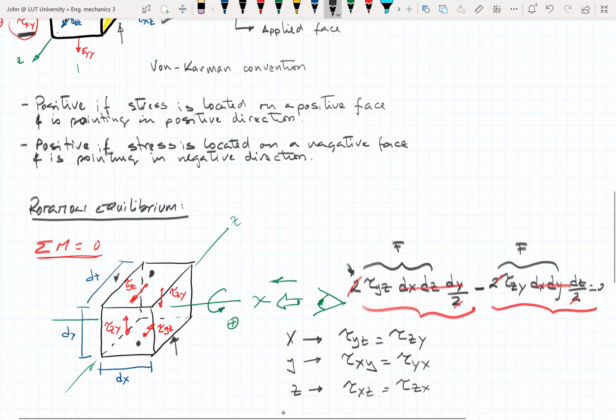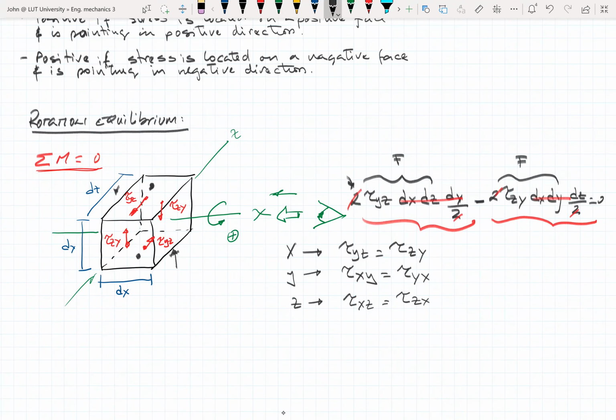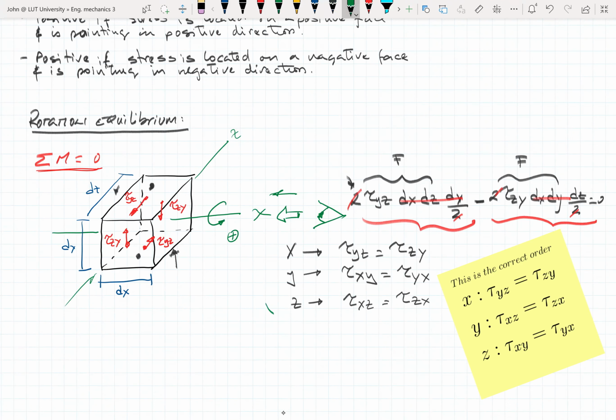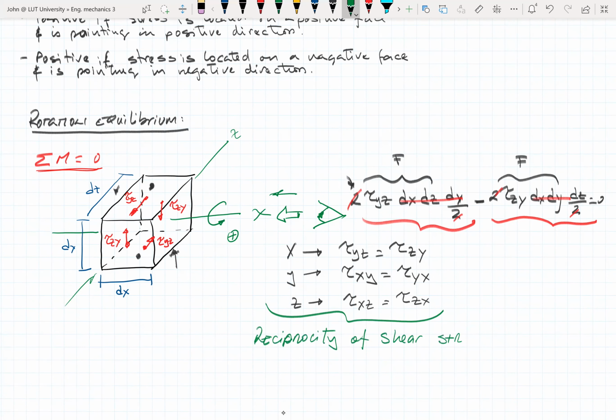This relationship that we have found here by utilizing the rotation equilibrium is what is called reciprocity of shear stresses. I'm going to write it down here. These relationships are called reciprocity of shear stresses. This is going to allow us, as I mentioned, to simplify a lot of the formulations and calculations that we will be doing in the future.